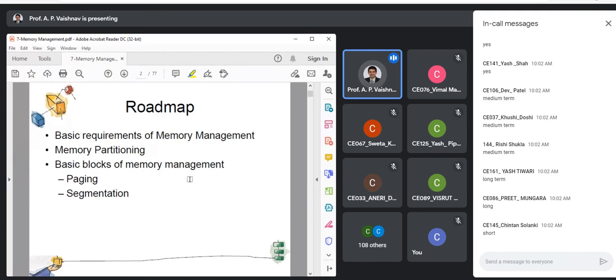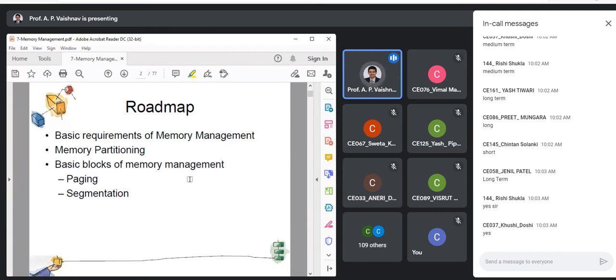So the only option that is left is, as Yash and Preet have answered, long term scheduling. Yes, that's correct. Long term scheduling decides when to bring a process into main memory. Okay, so are you clear, those who have answered medium or short term? This is just a revision, because that is what is required as we go along.